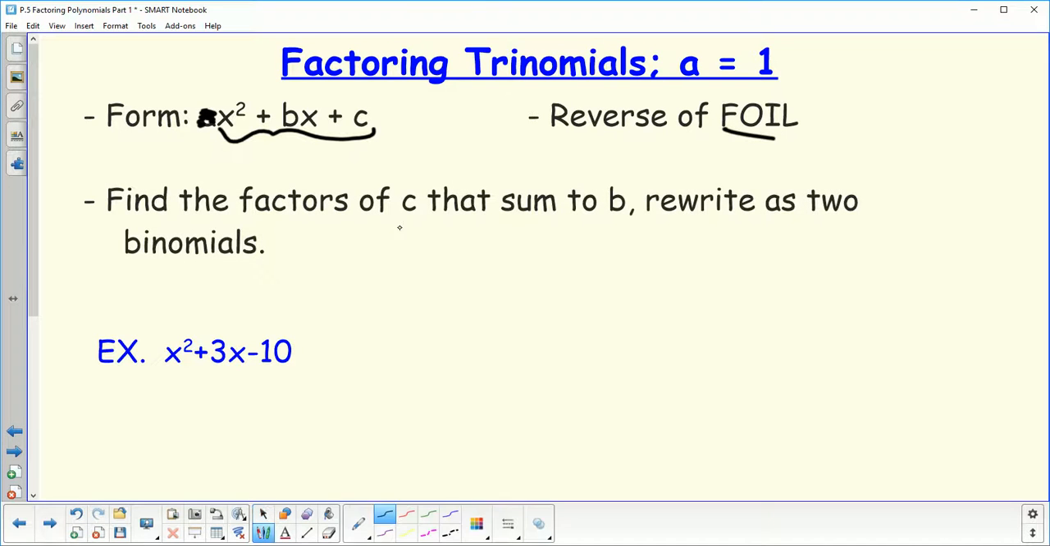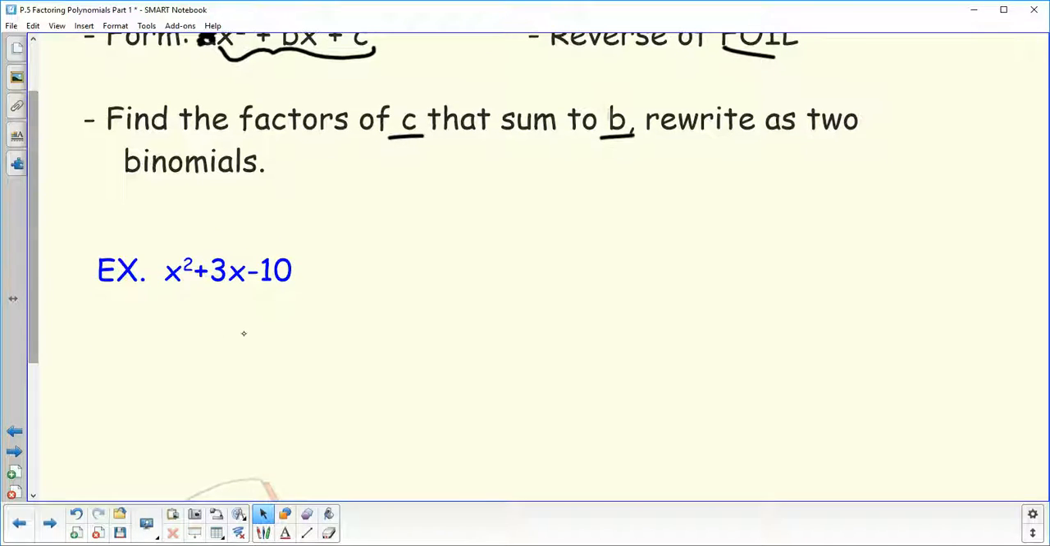And finally, what we're trying to do is find the factors of c that sum to b. So you'll notice c is your constant term, and b is only the coefficient of that middle x term. Okay, and you're going to rewrite it as 2 binomials. So this was the one that was pretty quick. And so c here is equal to negative 10, and we want factors of negative 10 that add up to positive 3. So we could go through, and remember on your calculators you can create a table or a list of values. I know that it's going to be 5 and negative 2 because you multiply those together, we get negative 10. You add those together and you get 3.